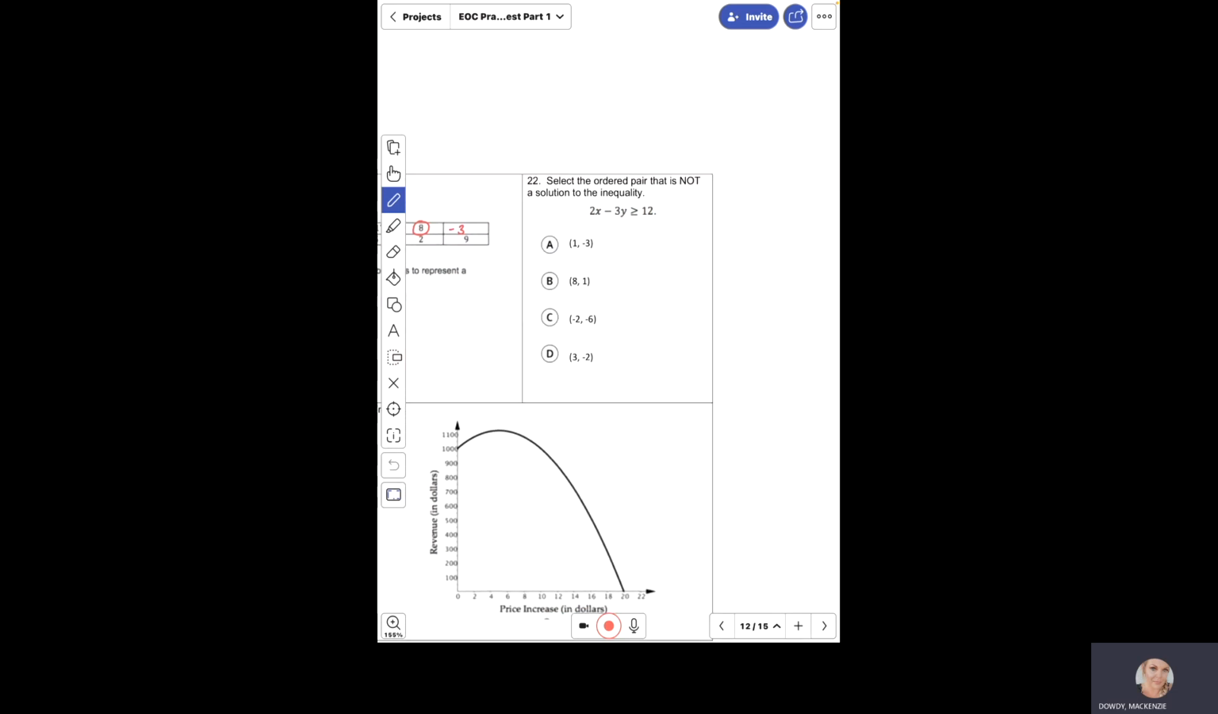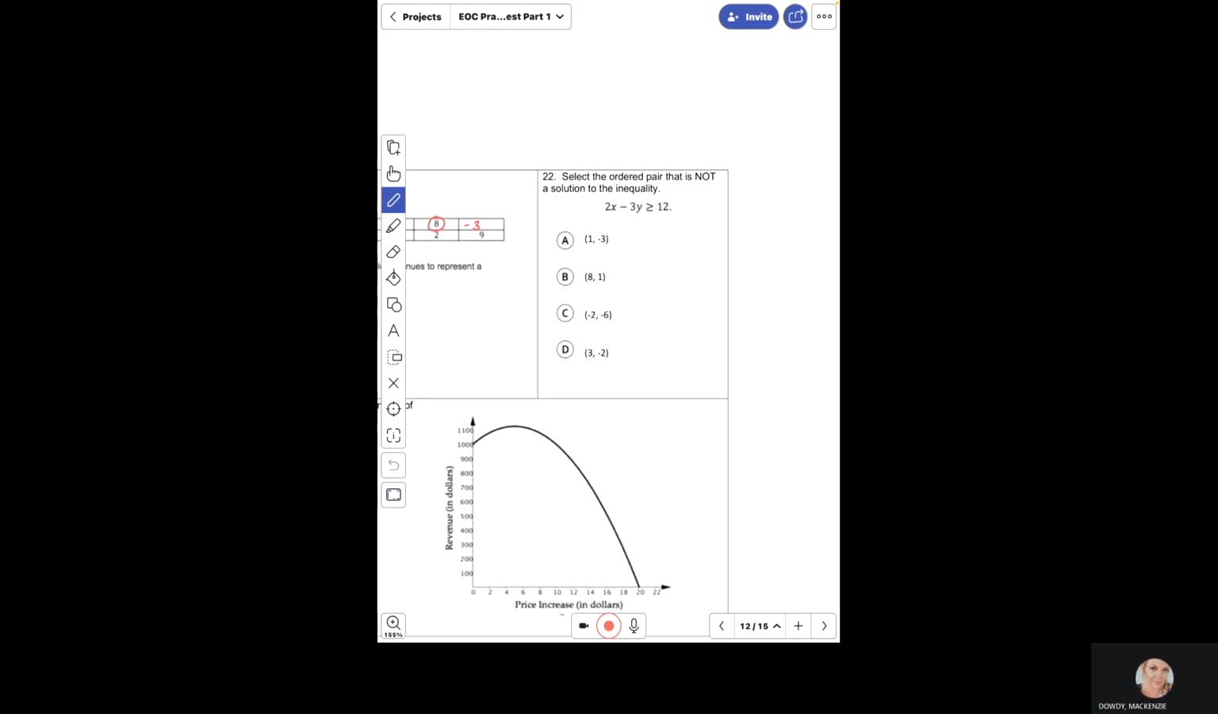We'll go to page number 22 now. And it says select the ordered pair that is not a solution to the inequality. So we're just going to go through each of these ordered pairs and plug in the numbers until we find the one that is not a solution, just like we did on the workspace. Okay, so for here, we're going to take 1 and -3 and plug it in for X and Y. So we have 2 times 1 minus 3 times -3 is greater than or equal to 12. 2 times 1 is 2.